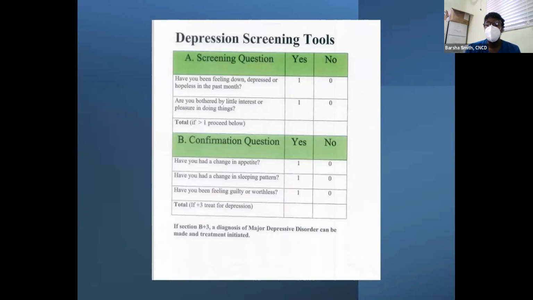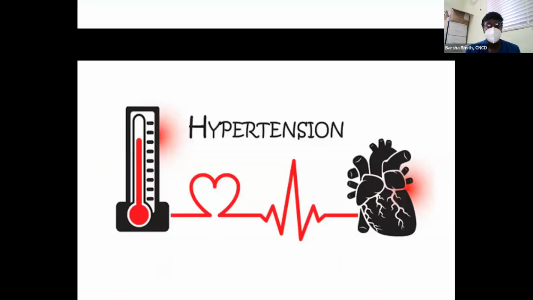And so it also affects how they eat. So you have those who may be depressed and they eat a lot, and then you have those who are depressed and they don't eat. And of course, with diabetes and food, you have to monitor what you're eating. So therefore, if they're depressed, we need to make sure that we screen them and get the necessary help.